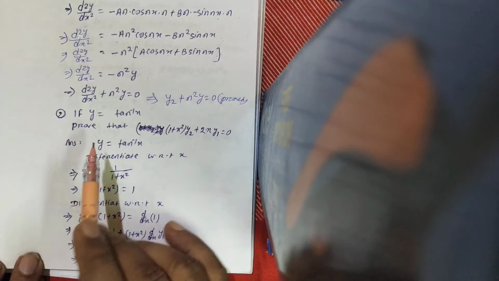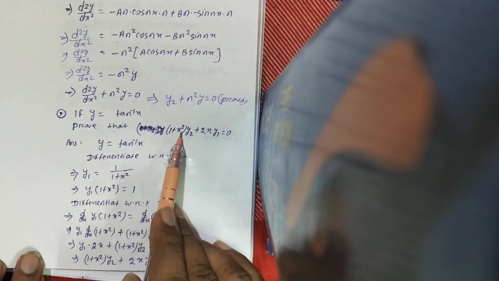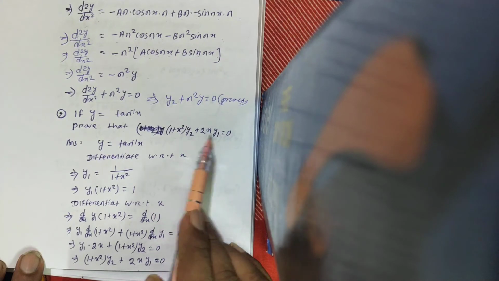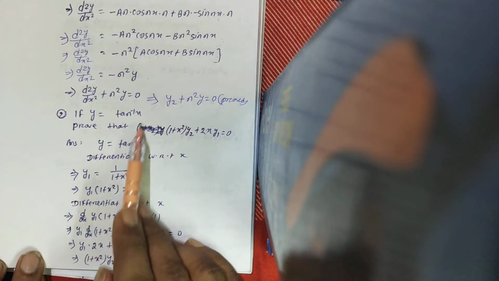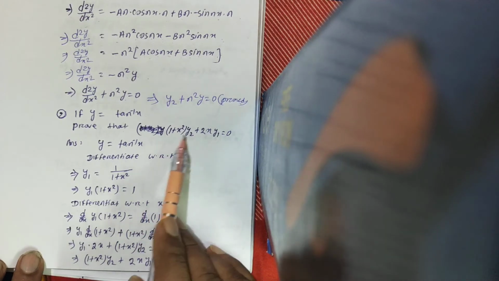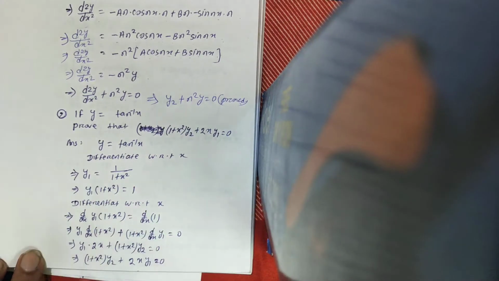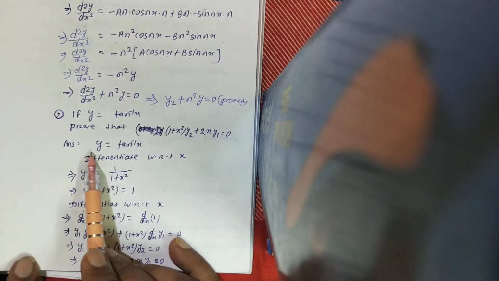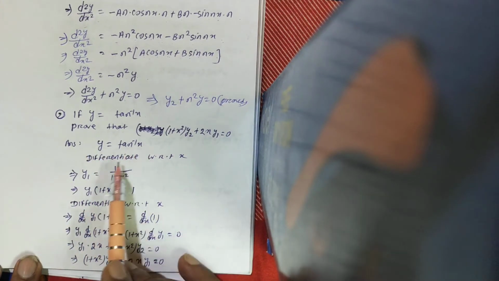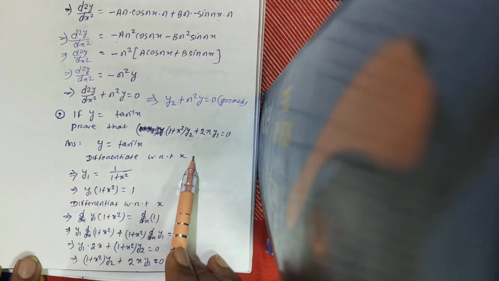Second question: if y is equal to tan inverse x, prove that 1 plus x square whole into y2 plus 2x y1 is equal to 0. From the question it is already known to us that you have to find the second order derivative, because the y2 symbol is used here. Now see that y is equal to tan inverse x. Differentiate tan inverse x with respect to x.